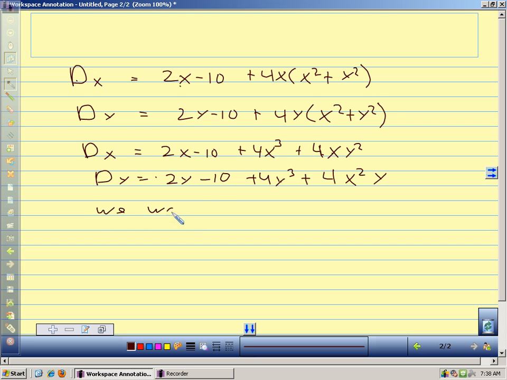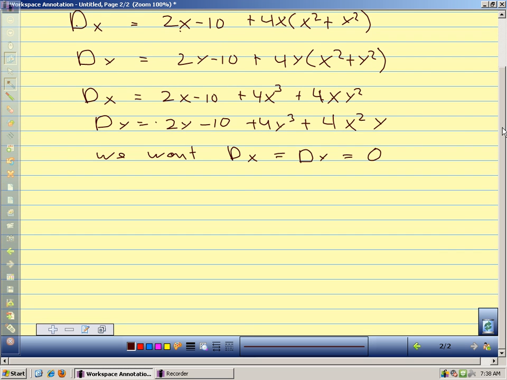So we want dx equal dy equal to 0. So I'm going to set each of these to 0, and we need to solve some simultaneous equations. When we set these equal to 0, I'm just going to divide out, because each one has a factor of 2. I'm going to get rid of that factor of 2, and we come up with 2 equations.